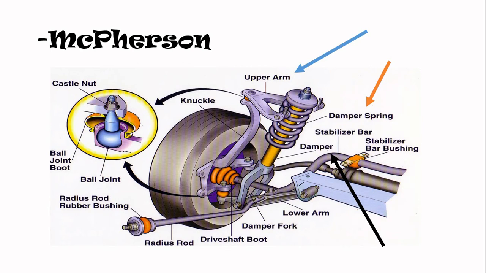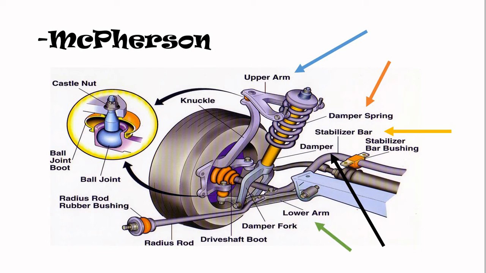The damper spring is the spring that absorbs all the energy, all the forces that act vertically on the suspension. Its hardness depends on the constant. Then we have the stabilizer bar. It is attached to the chassis. It stabilizes the car when it's in a corner.